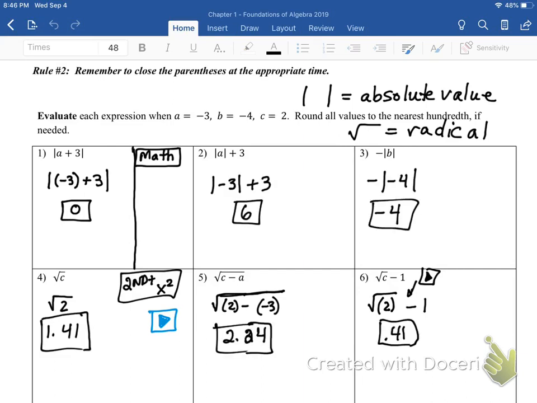Here's the final answers to the problems. They're all in boxes here. So it says to round to the nearest hundredth. So that is 2 decimal places, so that's why they're all rounded. Again, if you're not getting these answers, do let me know.